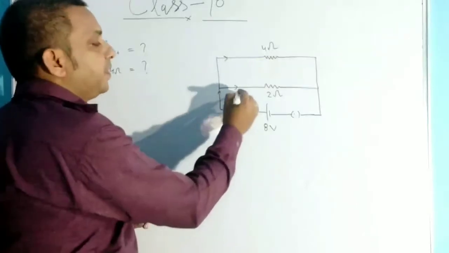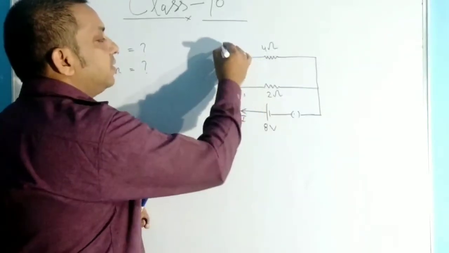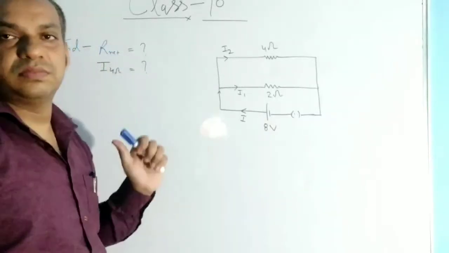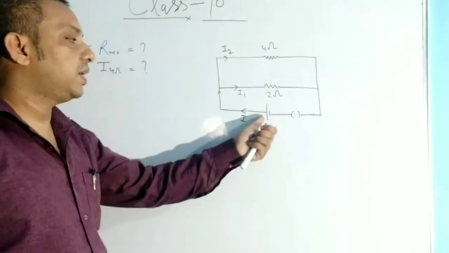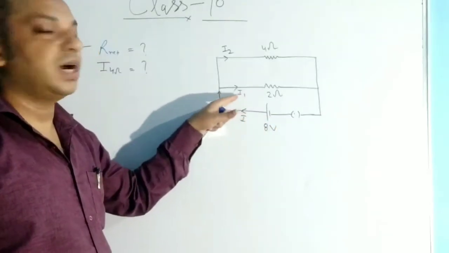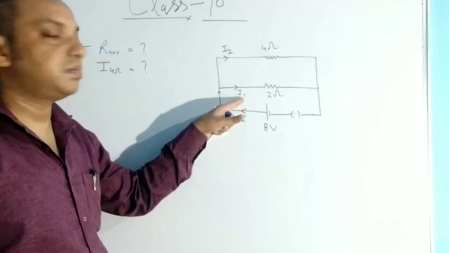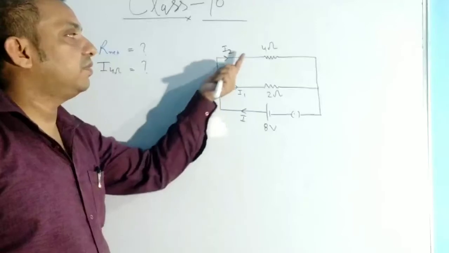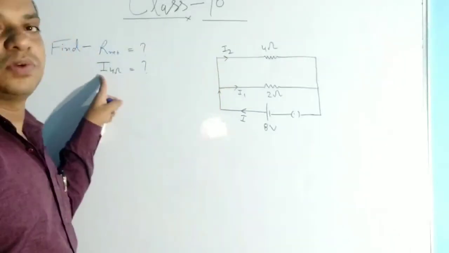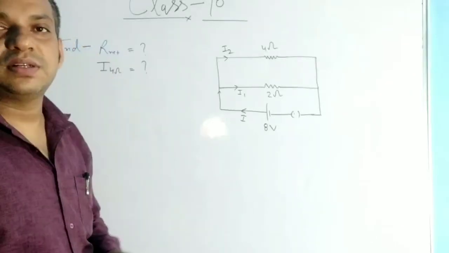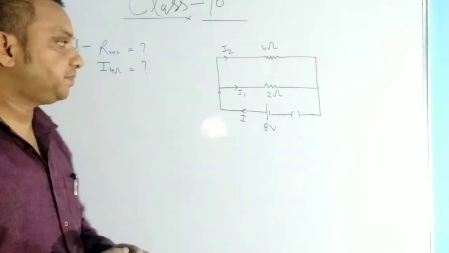I am assuming this one is I1 and this one is I2. So our aim is to find the value of this I2. Right? So here the total current I is supplied by the cell. Of the two branches, I am assuming the current flowing through the first branch is I1 and the second is I2. Our aim is to find I2, the current flowing through this 4 ohm resistor. So first, find the net resistance offered by the circuit.